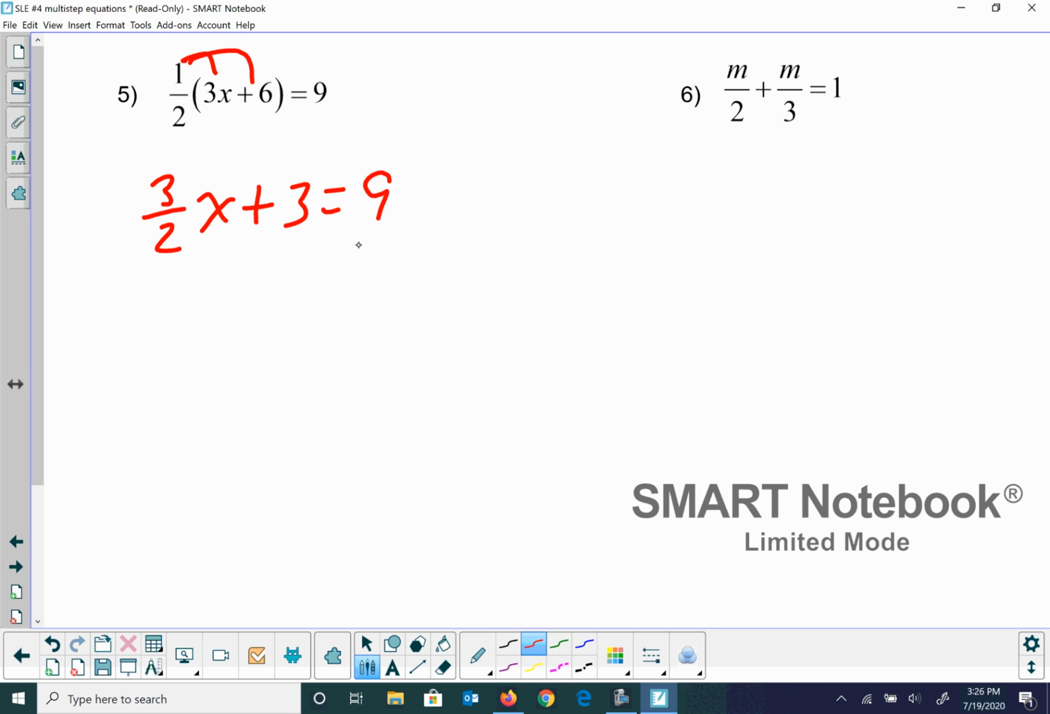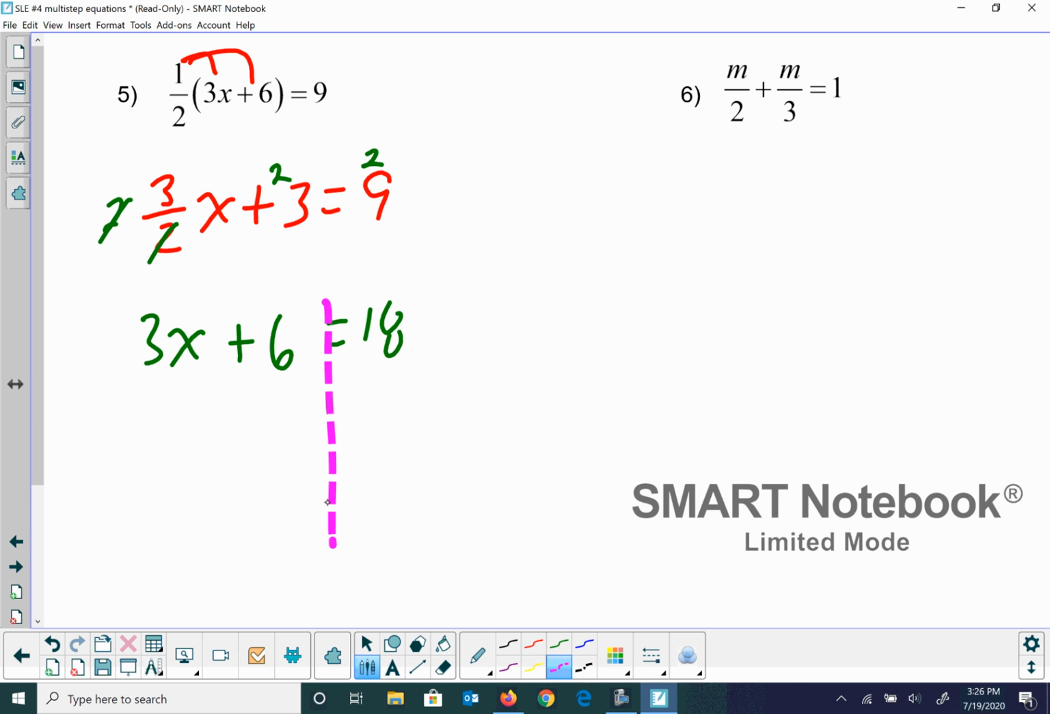Equals 9. Now, I didn't have to do that half all the way over to the 9 because I was just dealing with the parentheses. What do you think I should multiply everything by to get rid of the denominator? Yeah, 2. That's my denominator. That cancels, so I get 3x here plus 6 equals 18.